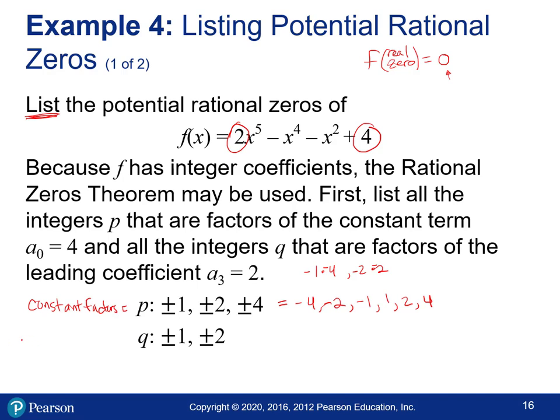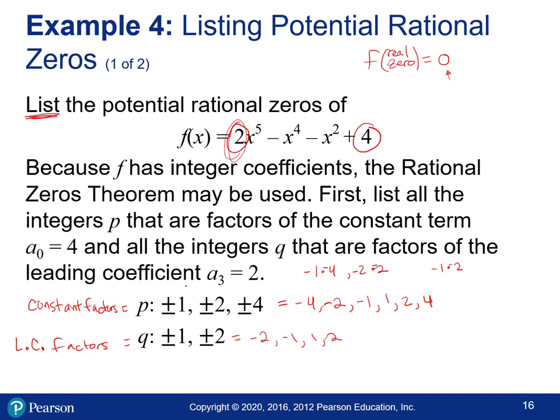And then we want to take the factors of the leading coefficient. So those are going to be the factors of 2. And the only way to get 2 is 1 times 2, or negative 1 times negative 2. So that list, if you expand it, looks like negative 2, negative 1, 1, and 2. So this list has 4 numbers on it.